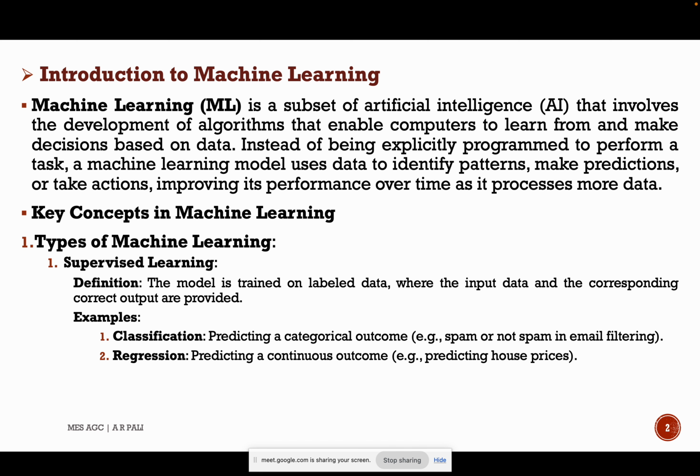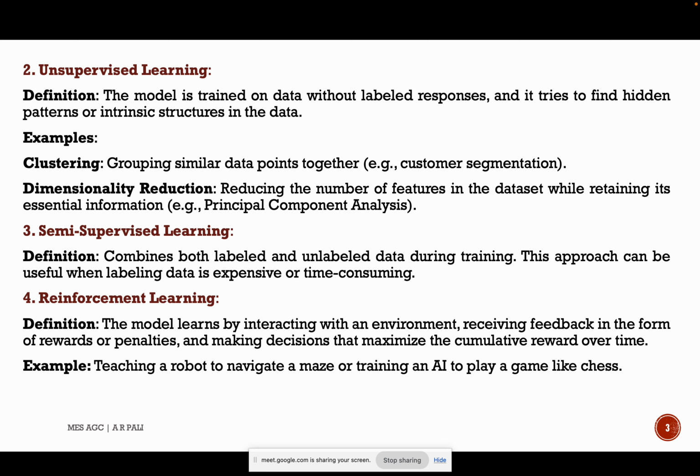or we can also input the data like हाऊसचा कार्पेट एरिया किती आहे, हाऊस 2 BHK आहे की 3 BHK आहे. on the basis of all this data it will predict the house price. So we are not classifying a house into good or bad or something, we are just predicting the house price. So for the prediction, continuous prediction, we use regression. Second is unsupervised learning. Definition: the model is trained on data without labeled responses, or it tries to find hidden patterns or intrinsic structures in the data.